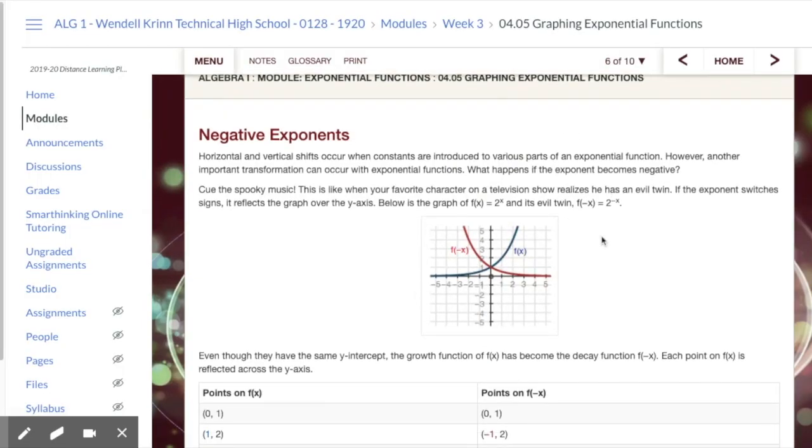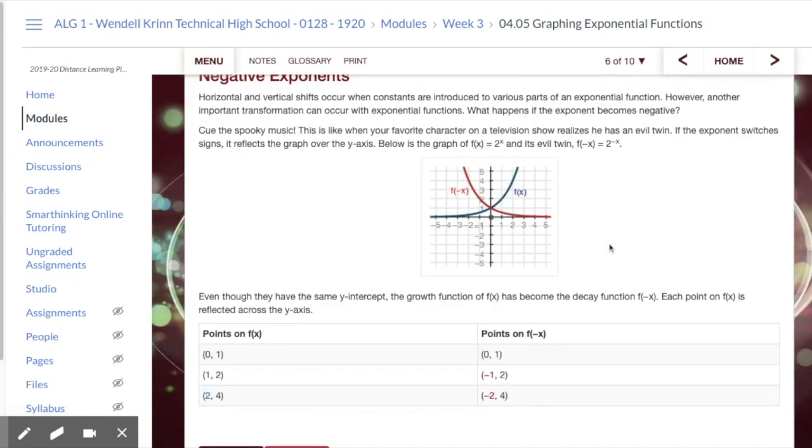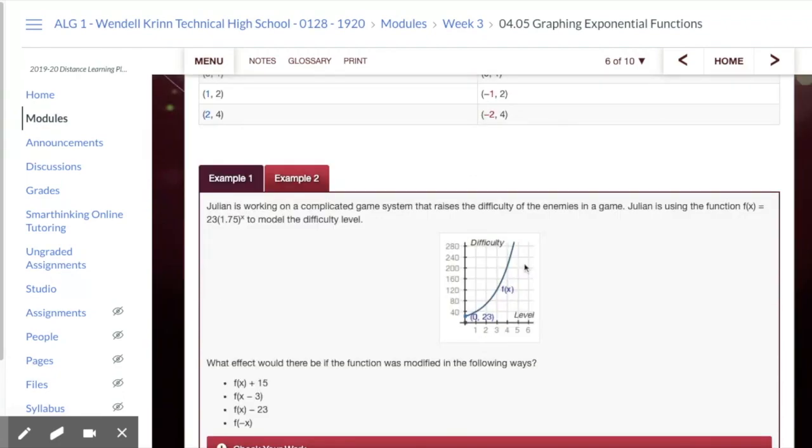where we talk about another kind of shift where we have a negative exponent. So when our x becomes a negative, what happens is we flip, okay? We don't do a flip upside down like we normally talk about, but a flip across the y-axis. So we have a couple examples at the bottom.